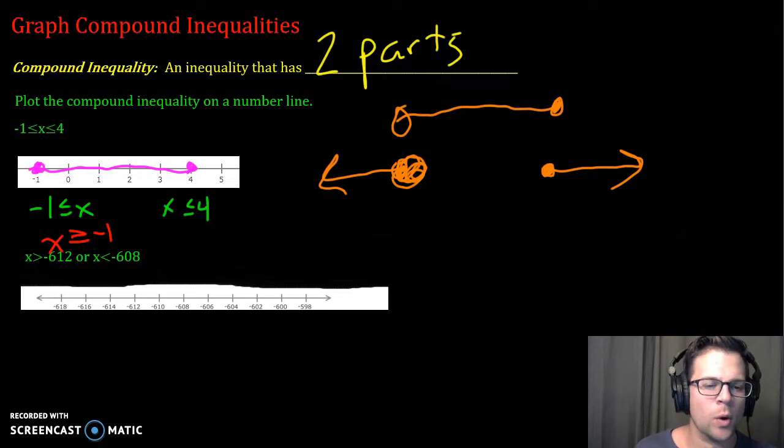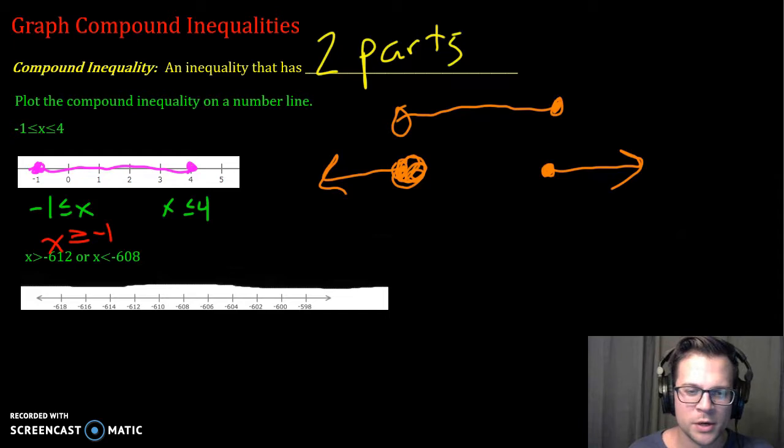So this one is an OR. You're given the two inequalities separately. And usually when they're ORs, that means they're not going to meet together, they're going to separate away from each other. So let's go to this -612. X is greater than -612, right here. And then the -608.